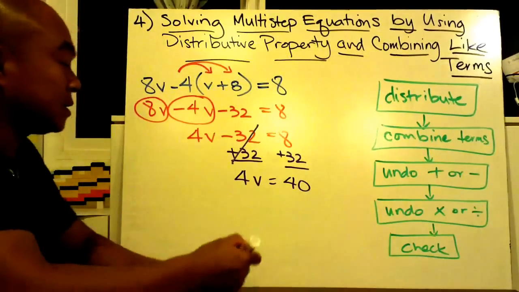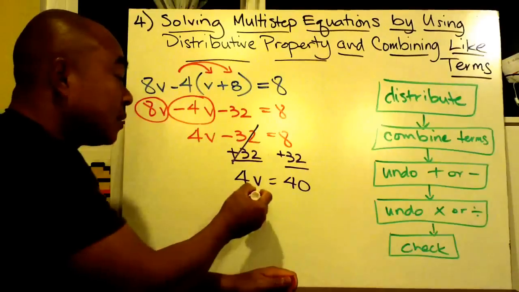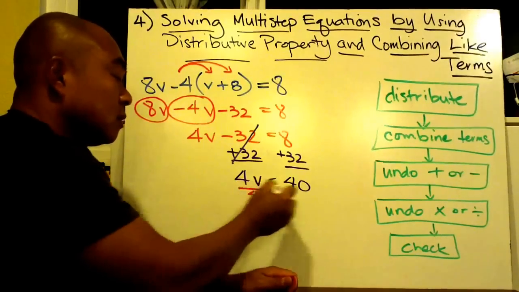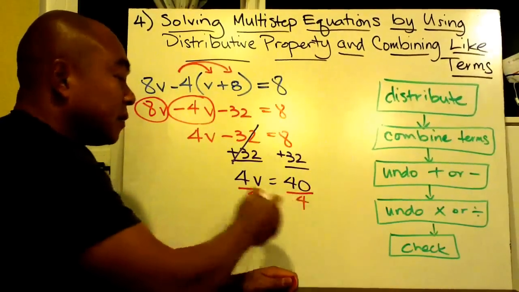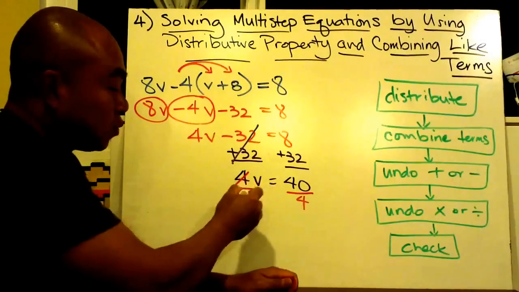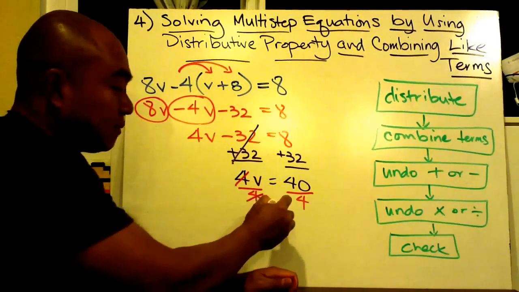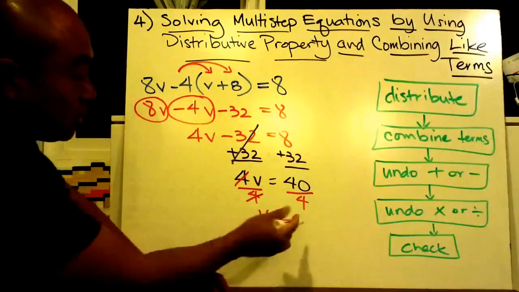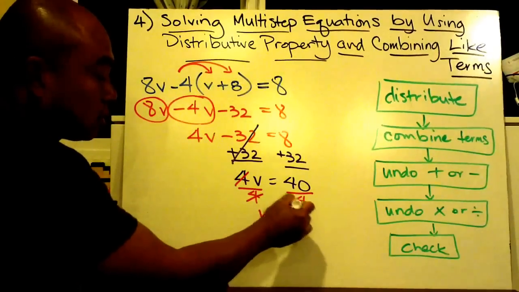And we're going to undo that. Now again, at this point, it can become mental math. So you can mentally solve that part up until this case if you need to. So here, 4 over 4 is 1. 1 times v is v. 40 divided by 4 is going to give us 10.